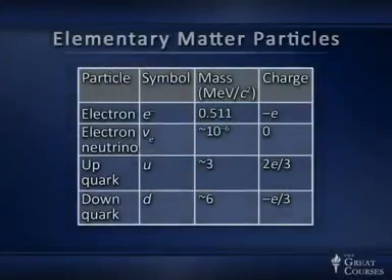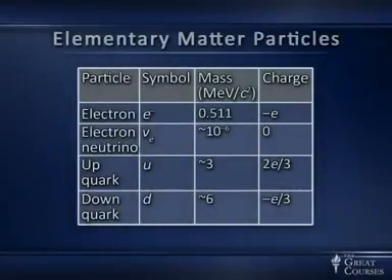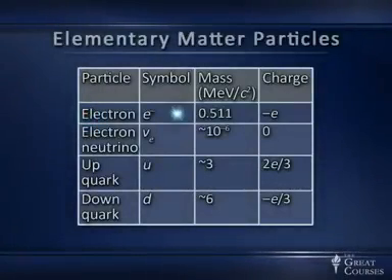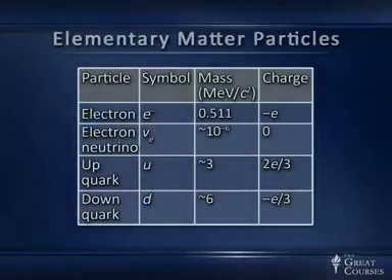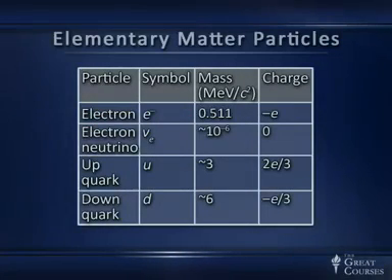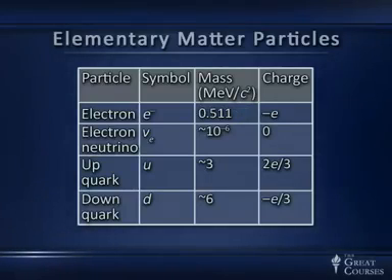And here's a table of the particles that make up that first family. There's the electron. Its symbol is e minus. If I wrote e plus, I would be talking about its antimatter particle, a positron. I'm giving its mass here in units high-energy particles like to work in, which is million electron volts over c squared.